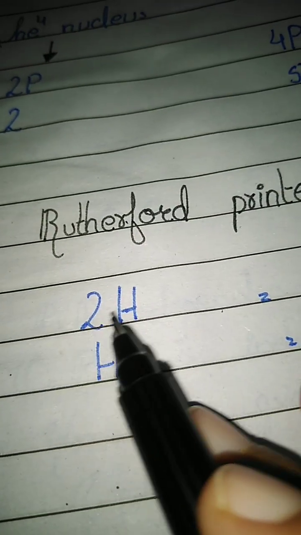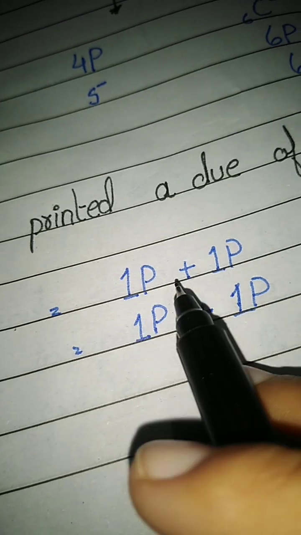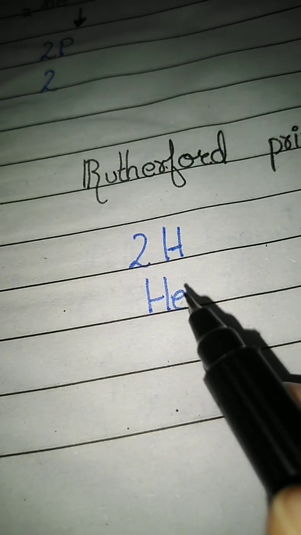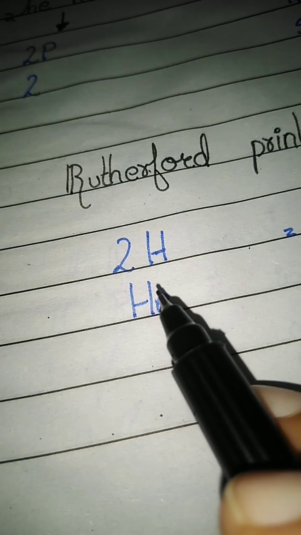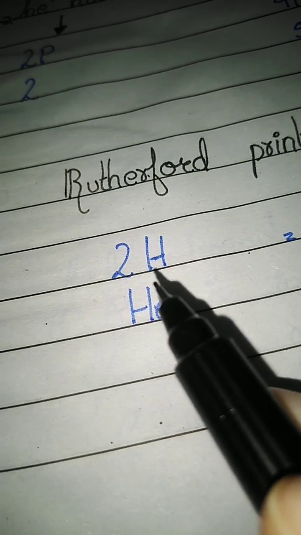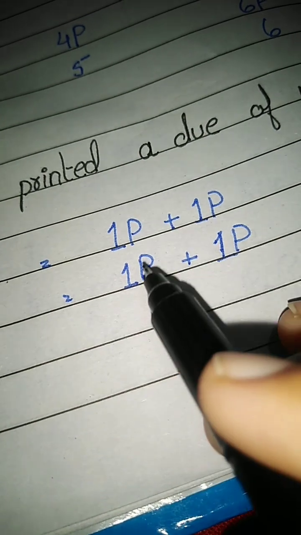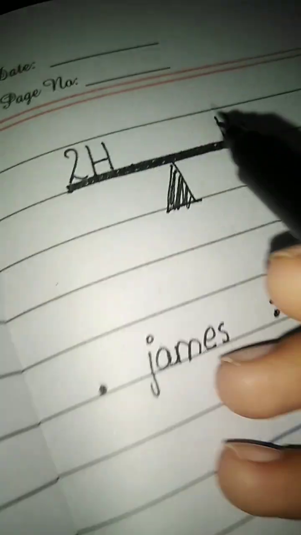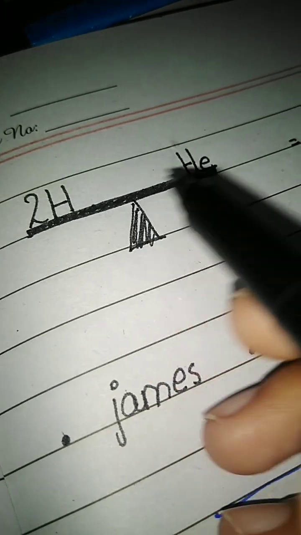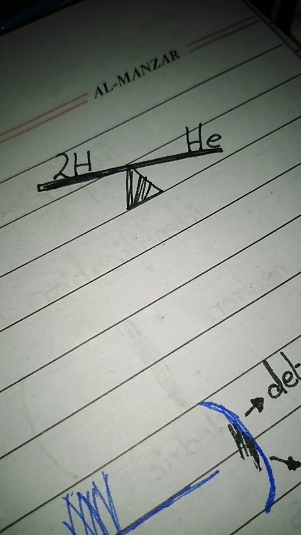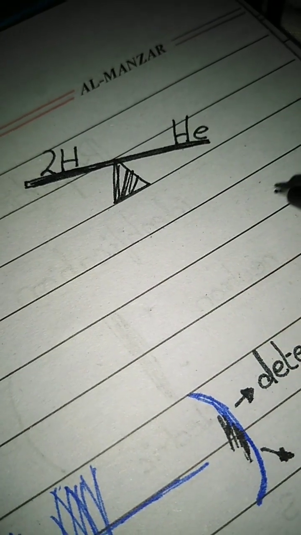How? He took two hydrogens, which is equal to 1 proton and 1 proton, so 2 protons are there. At that time, helium was also considered as the composition of 2 protons. So here the helium is also equal to 2 protons. In that condition, these two elements should be equal. But when Rutherford tried to make it equal, the helium went downwards and hydrogen went upwards. Now this proves that helium is heavier.